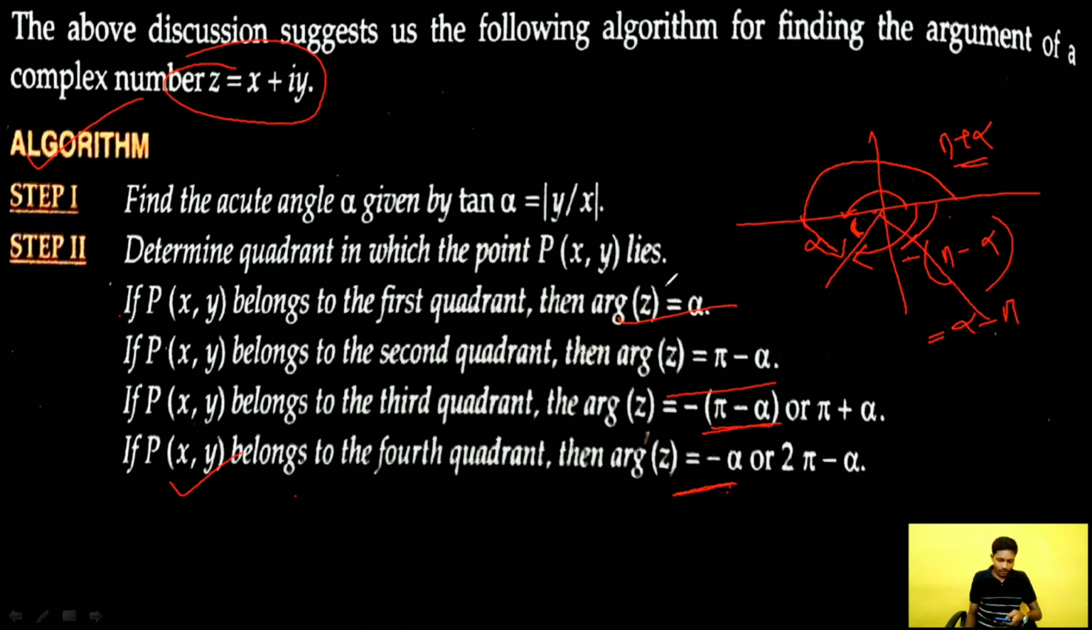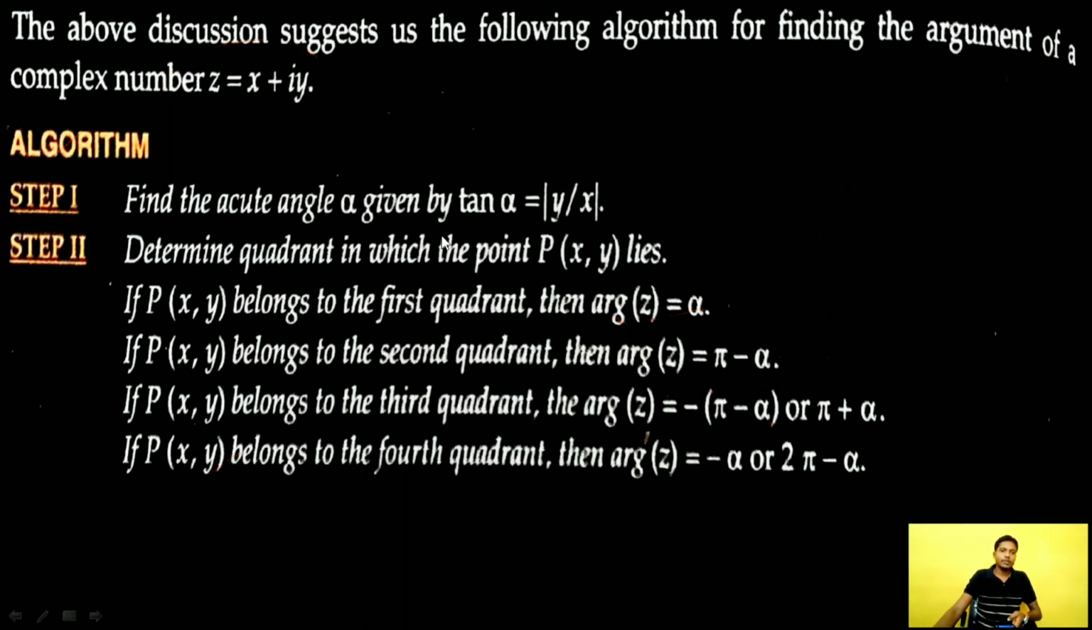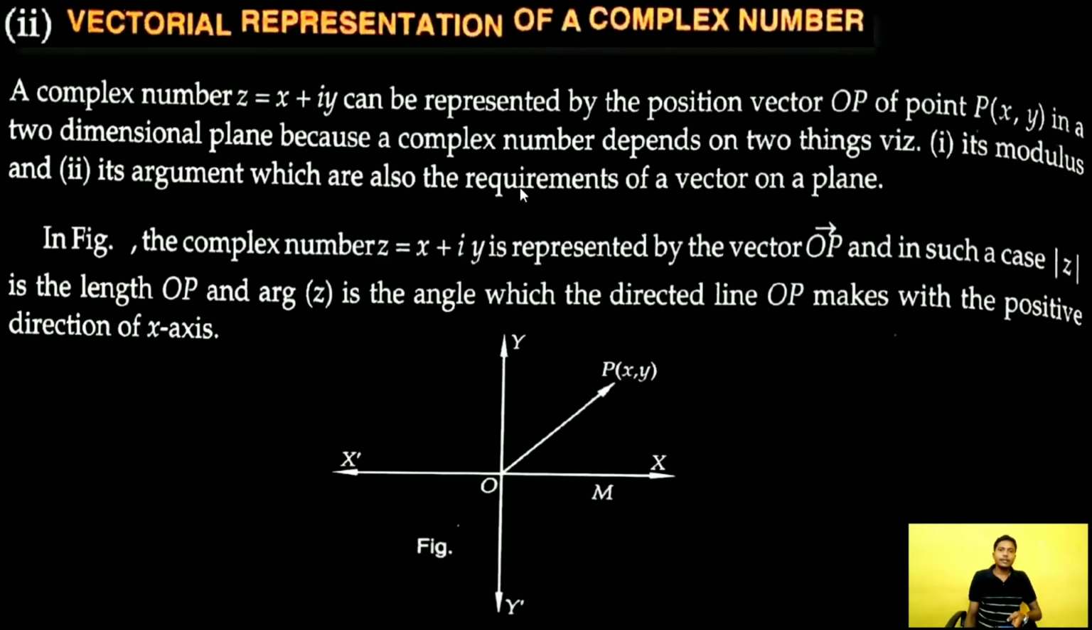Now I will discuss the vectorial representation of a complex number. Any vector is represented by its modulus OP, the distance between point O and P, and the angle made by this vector with the positive direction of the x-axis. When P represents a complex number z equal to x plus iy, we can find OP equal to root over x square plus y square.